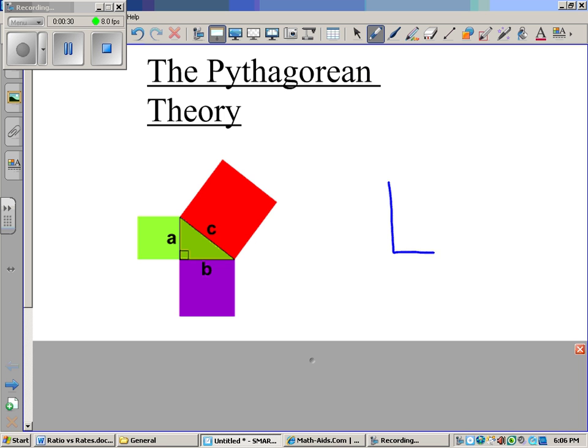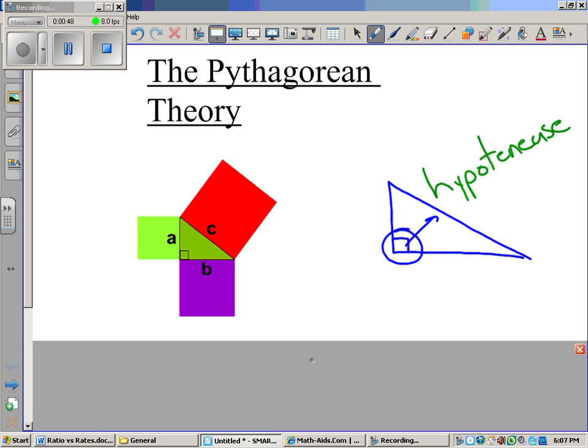So remember, a right angle triangle has 90 degrees in it, and that's it right there. And the line across from the right angle would be that one right there. That is known as the hypotenuse. A little bit of tricky spelling and vocab that we have to have. And the hypotenuse is always represented with the letter C.